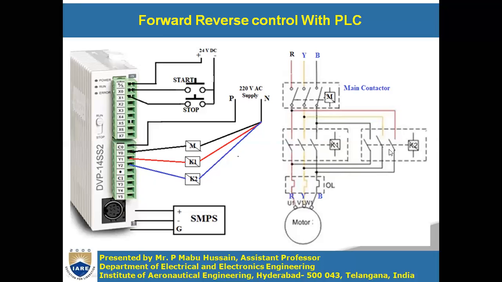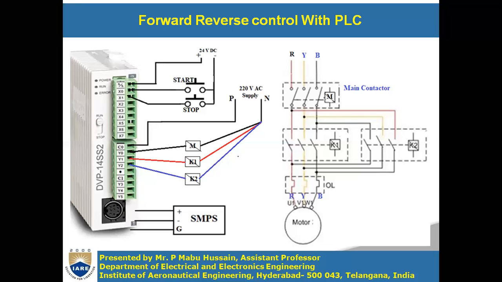Now, how do we write the PLC program to make the motor rotate in the forward direction for 30 seconds and the reverse direction for another 30 seconds? Continuously, it has to rotate in forward and reverse until you press the stop button. This is our main aim.